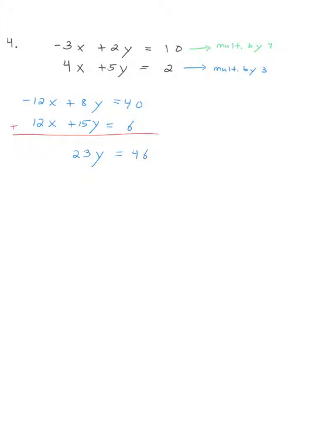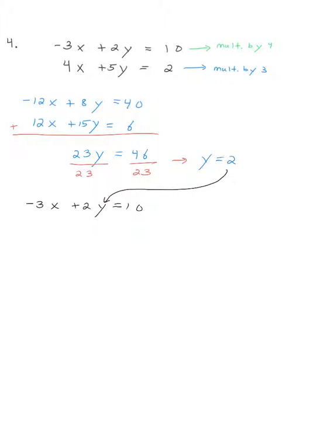I think this will work out nice. If I divide both sides by 23, I get that y is equal to 2. The only thing that I do not know is the value for x, and I can use any equation that has both an x and a y to solve for it. I'm going to use the very first equation, negative 3x plus 2y is equal to 10. Take this value for y, plug it here, solve for x.